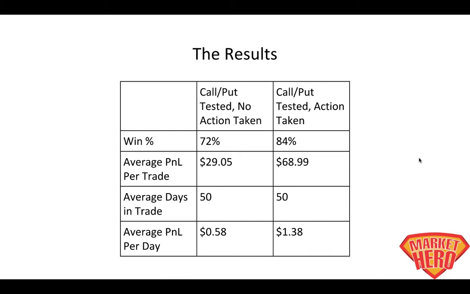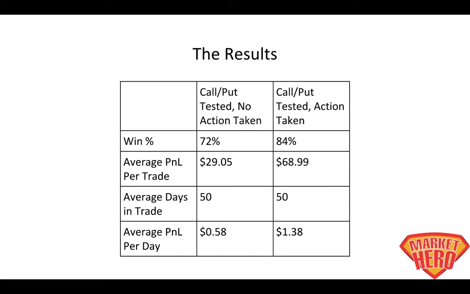Pretty good. However, when the put and call were tested and you managed the winning side, you're right 84% of the time for about $68.99 per trade and an average of $1.38 per day. That's a little bit better than double the profitability. So what does this tell us? And again, there are going to be plenty of videos, webinars, webcasts, everything about this in the future.